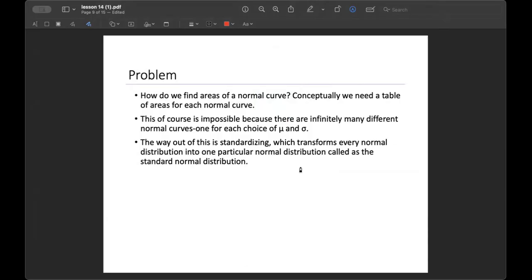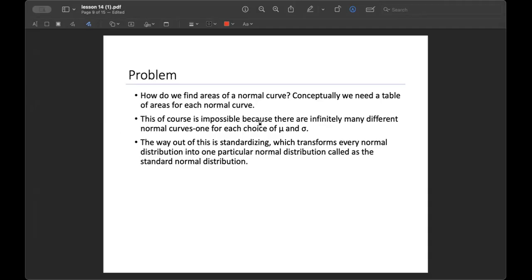That's the method. This, of course, is impossible because there are infinitely many different normal curves, one for each choice of mu and sigma. So the way out of this is standardizing, which transforms every normal distribution into one particular normal distribution.